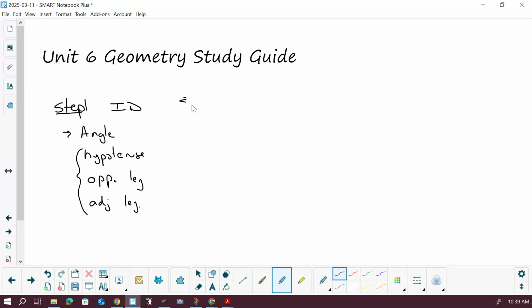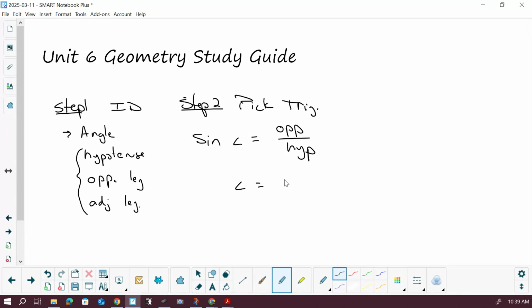The second thing that you do is you pick your trig. So if you have an angle and you have the opposite leg and you have the hypotenuse, you're going to do sine, because sine is the opposite over the hypotenuse. If you have an angle and you have the adjacent leg and you have the hypotenuse, you're going to choose cosine. And if you have the angle and it's the opposite leg and the adjacent leg and you don't have the hypotenuse, then you're going to pick tangent.